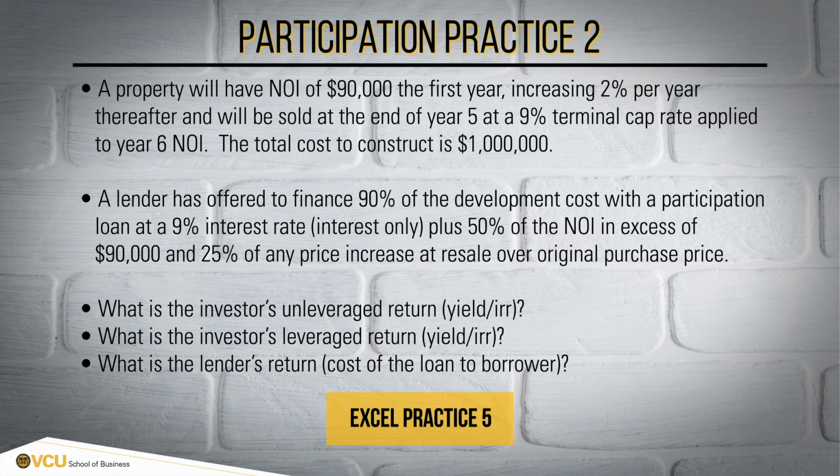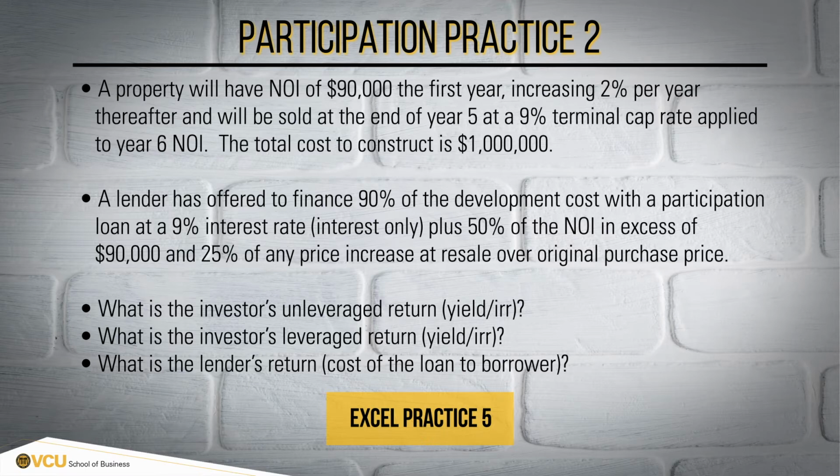Now I got one more that I want to go through with you. A little bit more detail, something a little more interesting, I guess, a little more complex. So let's read through it together. I got a property that's going to have an NOI of $90,000 the first year, and it's increasing 2% per year thereafter. It's going to be sold at the end of year 5, so it's another 5-year hold. And the terminal cap rate's 9%. And of course, it's applied to year 6 NOI.